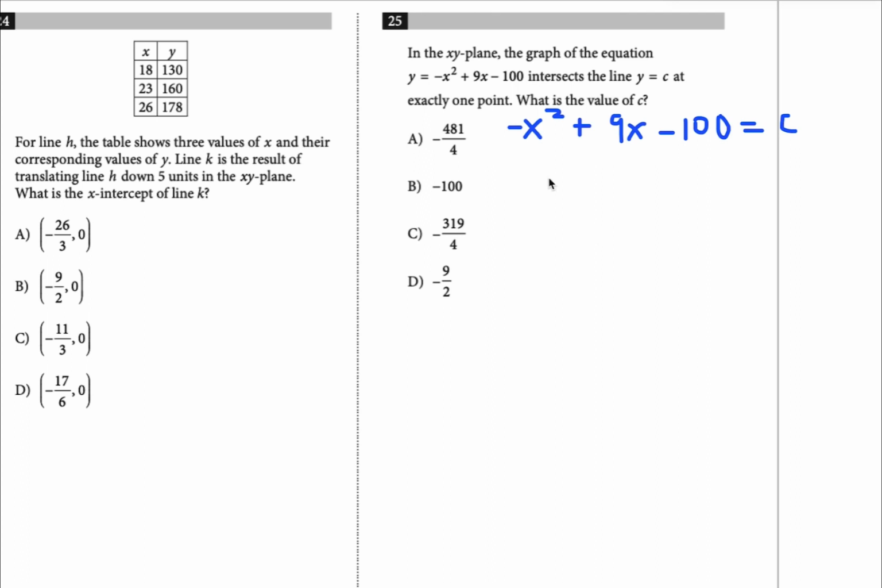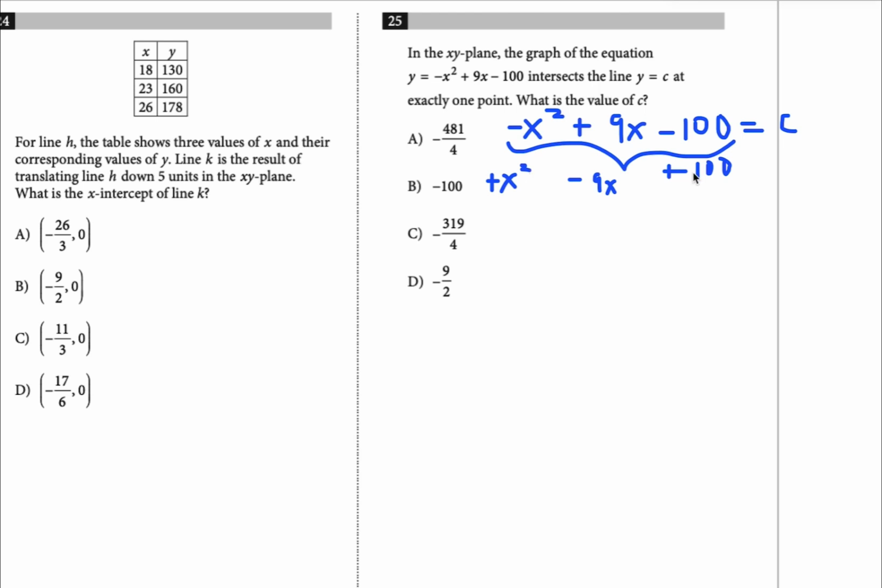Once we do that, one thing we can do is move either the left side of the equal sign to the right side, or the right side to the left side. To make the equation simpler, I'm just going to move everything on the left side to the right side. So I'm going to add 100, subtract the 9x, and add an x squared.